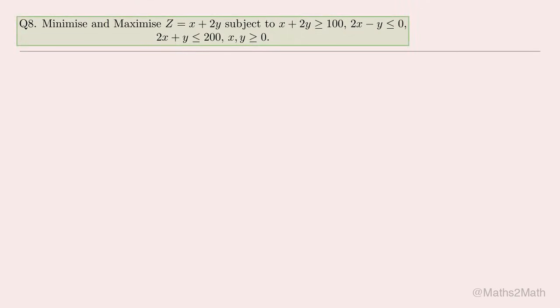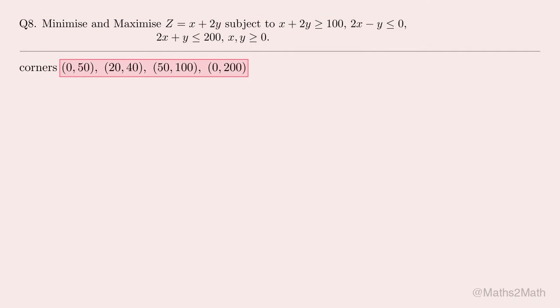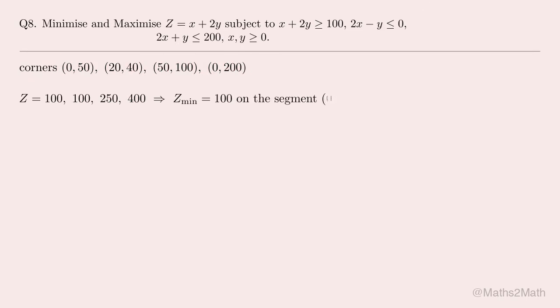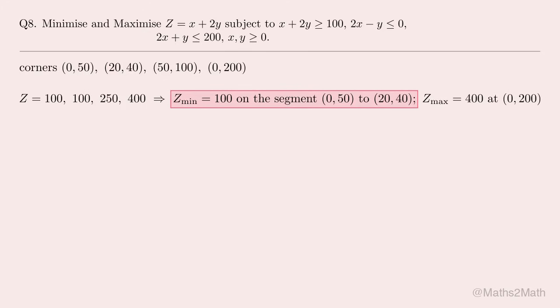Question 8. Another double optimization. Y at least 2x squeezes the region against the y-axis. Y equals 2x meets x plus 2y equals 100 at (20, 40), and meets 2x plus y equals 200 at (50, 100). The corners are (0, 50), (20, 40), (50, 100), and (0, 200). Z is 100, 100, 250, and 400. The minimum 100 holds along the whole segment from (0, 50) to (20, 40), and the maximum is 400 at (0, 200).